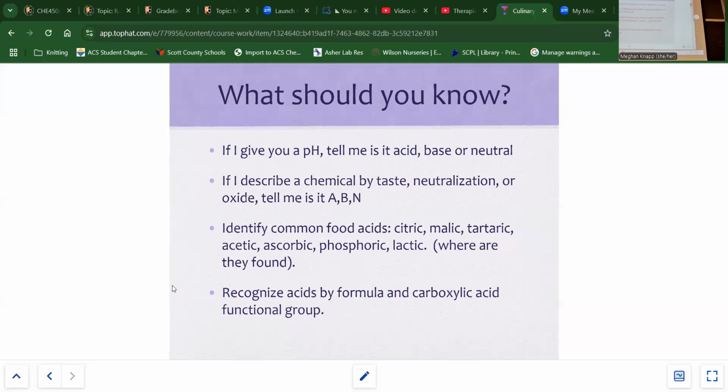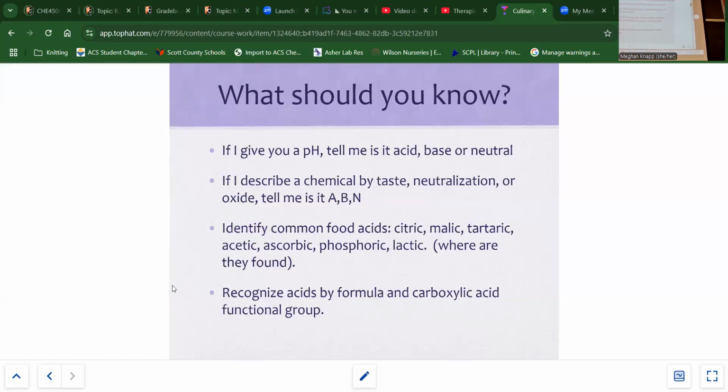So I probably, well, I mean, it's in your notes, so I guess since it's in your notes, it's fair game to ask the malic or the tartaric, but I am more likely to ask the ones that were bold, the citric, the acetic, because that's vinegar, lactic, because that's so similar to lactose. Those are things that you should definitely know, but I may ask about the others.